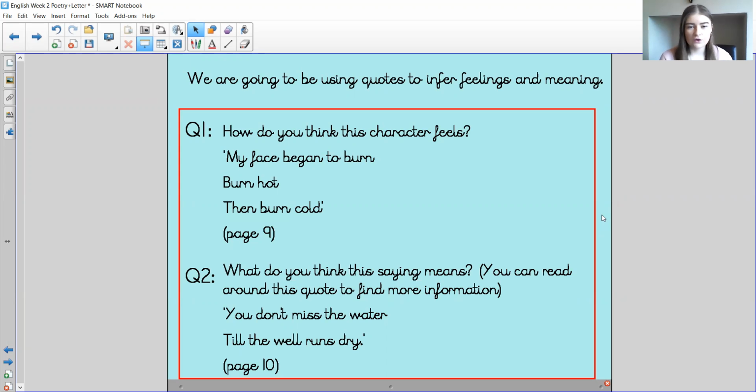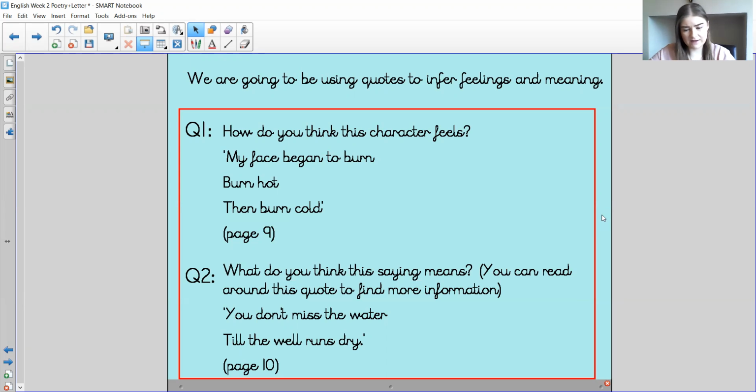Okay, so you don't miss the water, so you're enjoying it, you're not missing it until the well runs dry. So when it runs dry, we do miss it. I think that we miss the water because it's not there. When we've got the water, we're not bothered, we don't miss it. When the water's gone and the well is dry and there's no water, then we do miss it. So that links to a saying that I've heard before. You don't know what you've got until it's gone. So that saying's about missing the water. When you've got water, you don't miss it. When you don't have water, you miss it.